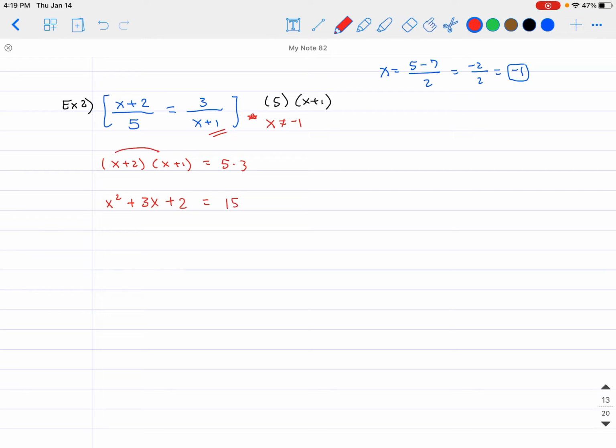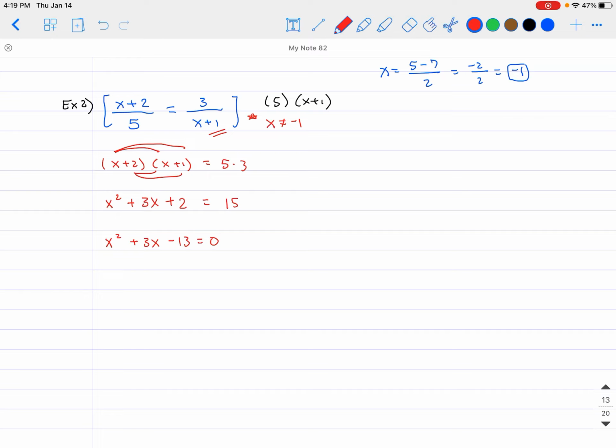On the left, I still did a FOIL, but I probably did it a little bit faster, because we want to speed this process up as much as possible, right? You don't want to keep doing FOIL every single time when you can build up your speed. All right, next, we're going to move everything over to the left-hand side so that we can have something equal to 0. So x squared plus 3x minus 13 is equal to 0.